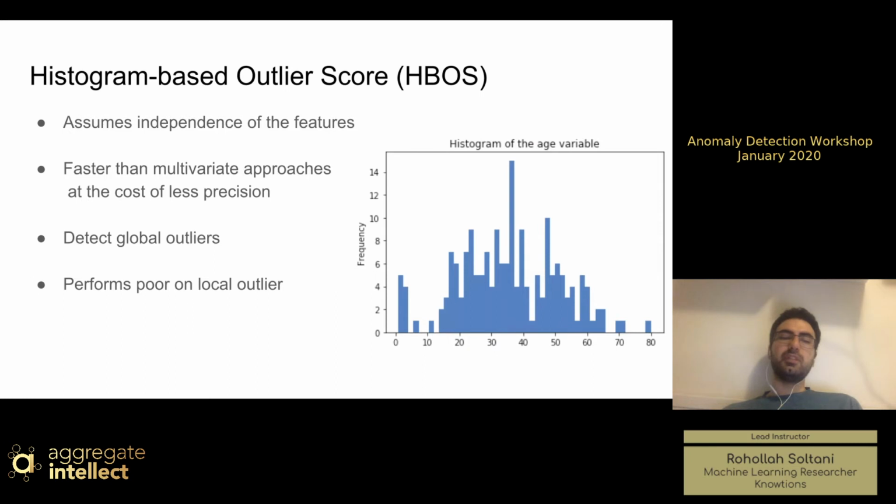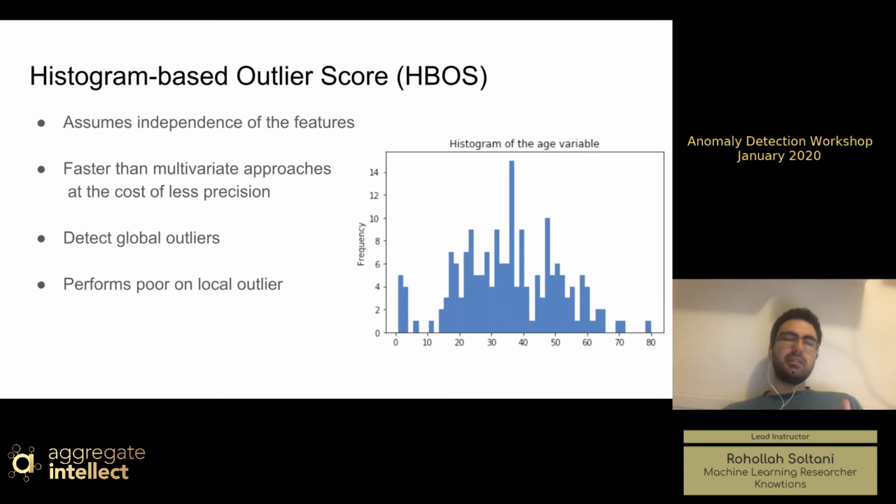The thing is, because here you're assuming that all those features are independent from each other, it will be a lot faster than those multivariate approaches, but at a cost, and the cost is that the precision would be lower here, because you're treating each feature independently, making a histogram of it, and then multiplying them together.